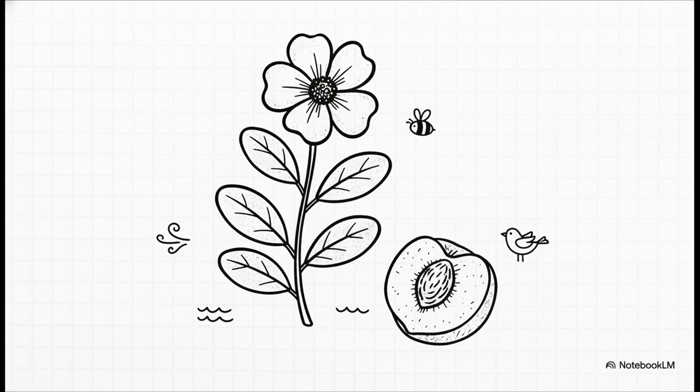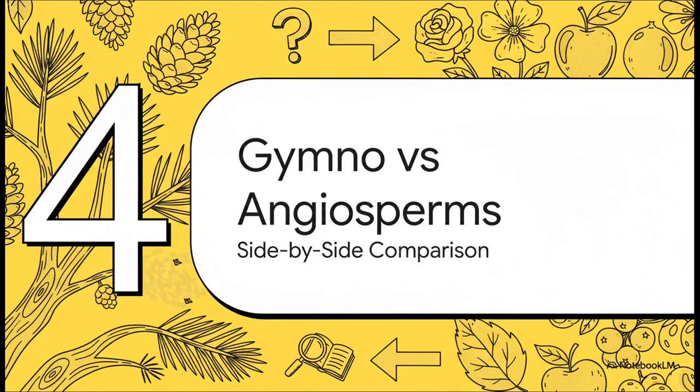Plus, while gymnosperms rely almost entirely on the wind to spread their naked seeds, angiosperms can spread their fruit-enclosed seeds via wind, water, insects, and diverse animal pollinators. Again, neither group needs water for reproduction, which is a massive, massive terrestrial advantage. All right, Section 4, gymnosperms versus angiosperms.